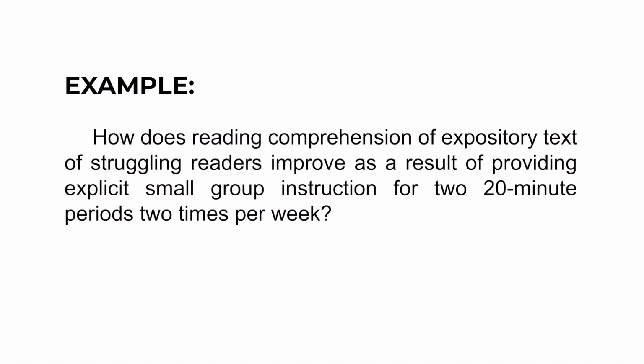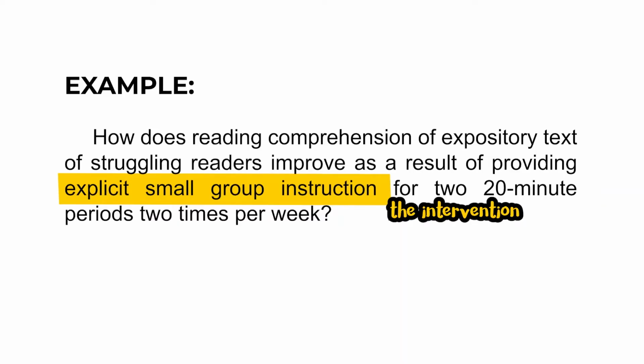Okay? Now, let us go through the following examples of an action research question. How does reading comprehension of expository text of struggling readers improve as a result of providing explicit small group instruction for two 20-minute periods, two times per week? In this example, the intervention is explicit small group instruction while the participants are the struggling readers. It can also be noted that the desired outcome or the purpose of the action research is to improve the reading comprehension of expository text.